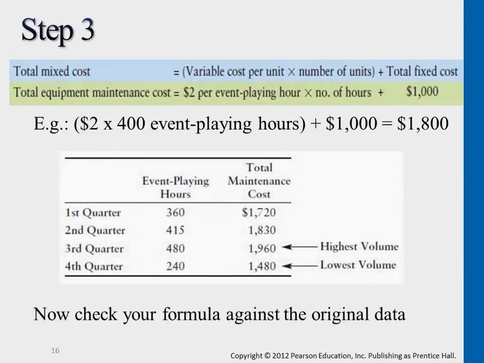Okay, so to double check this equation, just plug in each and every event's information, see if you get the total cost as the table shows. Then you will know whether you have figured out the numbers right, the slope and the intercept, which is the fixed cost.